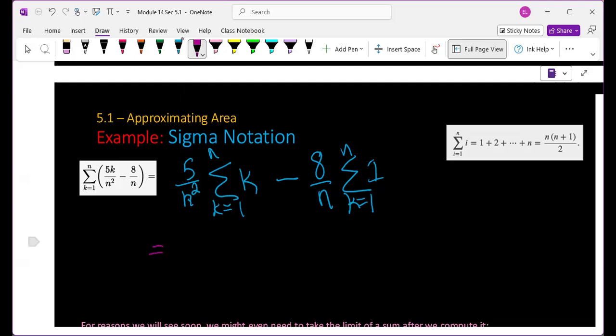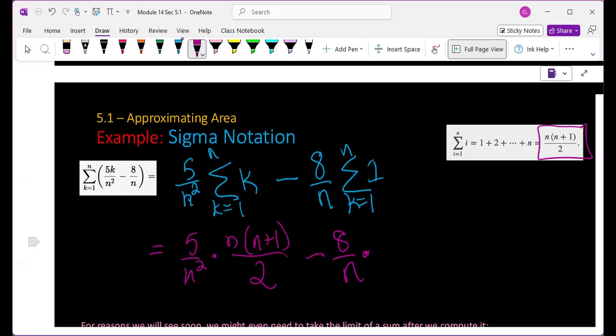So on this one, I'll keep the 5 over n squared, but my K equals 1 to n sum of K, I'm just going to come over here and put in that formula. So this will be times n plus 1 over 2. Minus 8 over n times the sum from K equals 1 to n of the number 1.